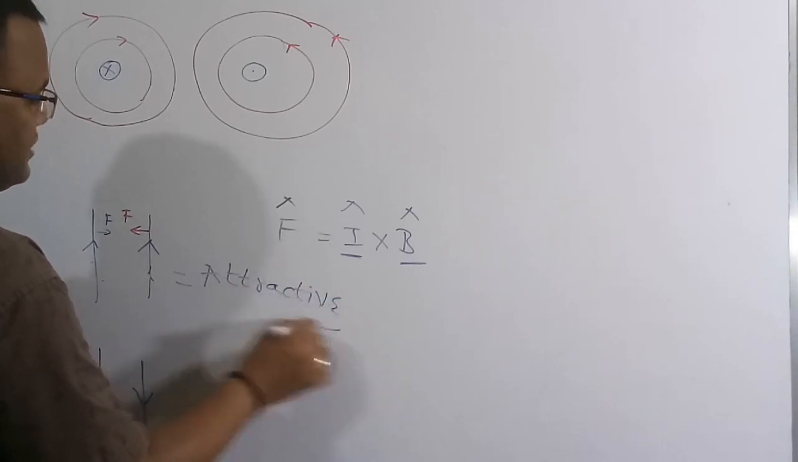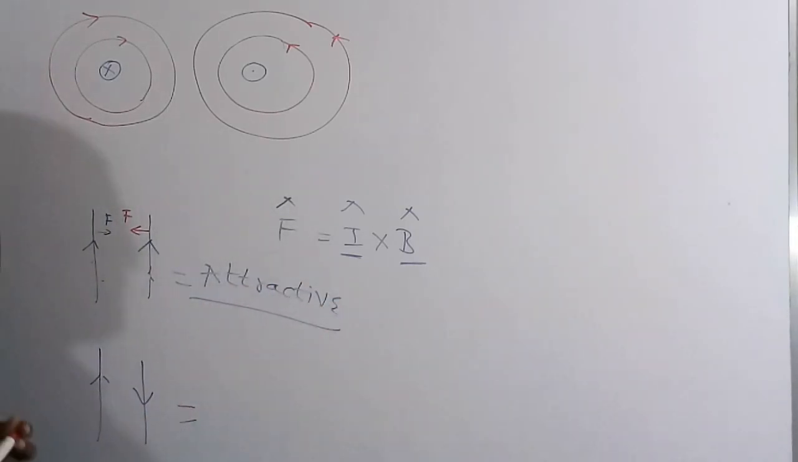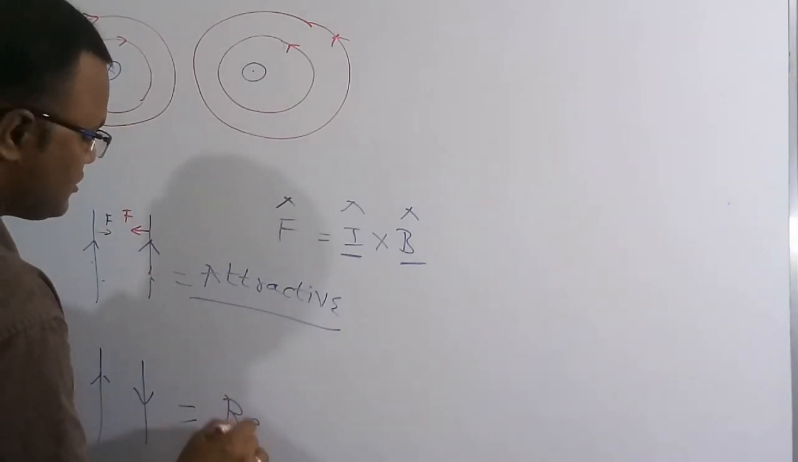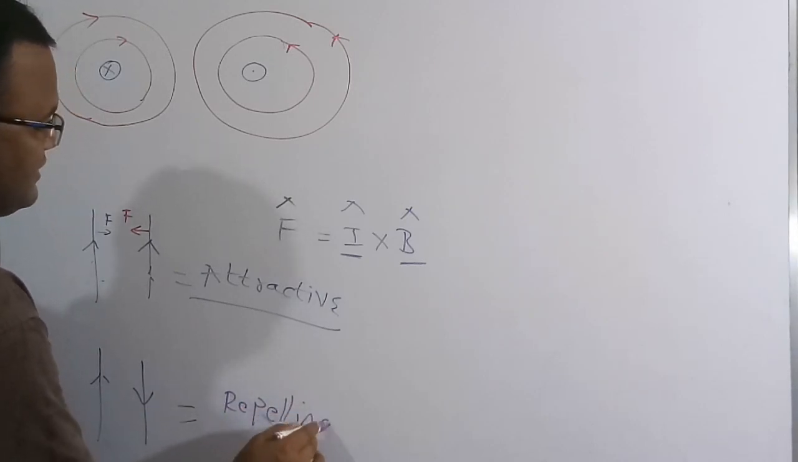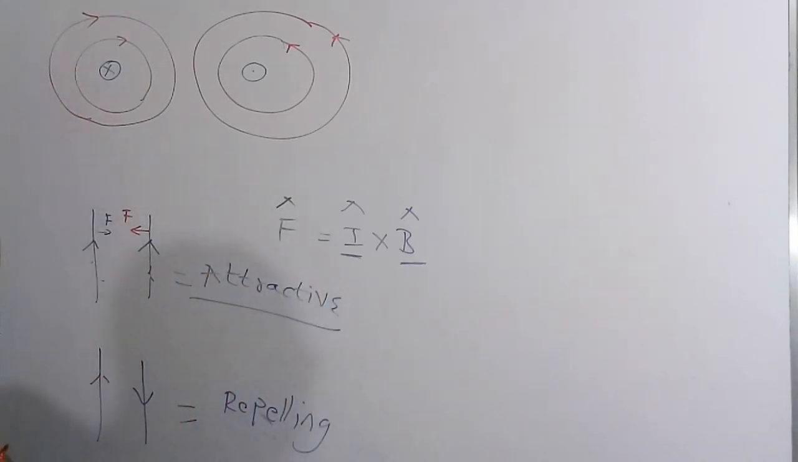This is a very important question. And similarly, if they carry current in the opposite direction, it will be a repelling force. You can check this also, which is a repelling force. You can check by using the same formula, which is F is equal to I cross B. So I will check for you.